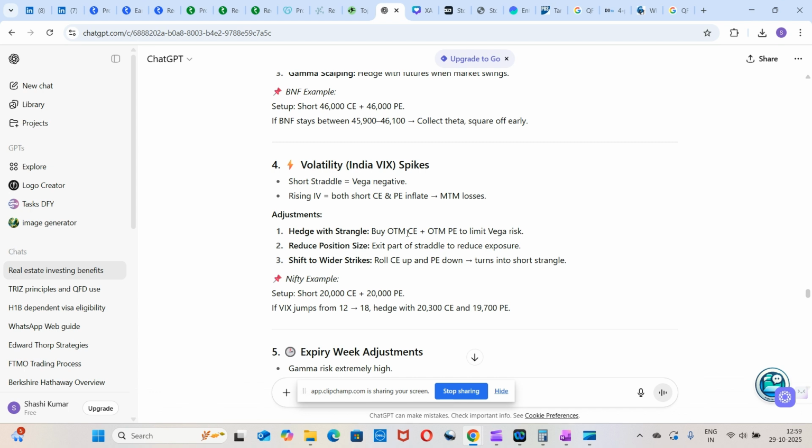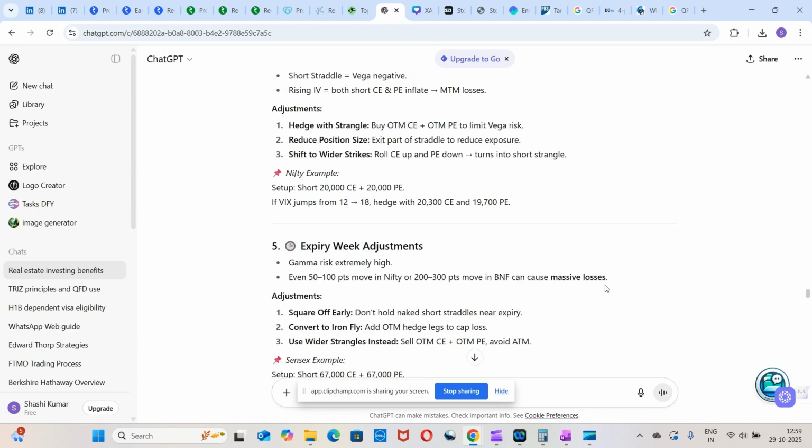But in case a volatility spike happens, then you hedge it with a strangle by buying an OTM CE and OTM PE to limit Vega risk, reduce the position size, exit part of the straddle to reduce exposure, shift to wider strikes, roll up C and P down, which turns it into a short strangle. Put a short strangle instead of a straddle.